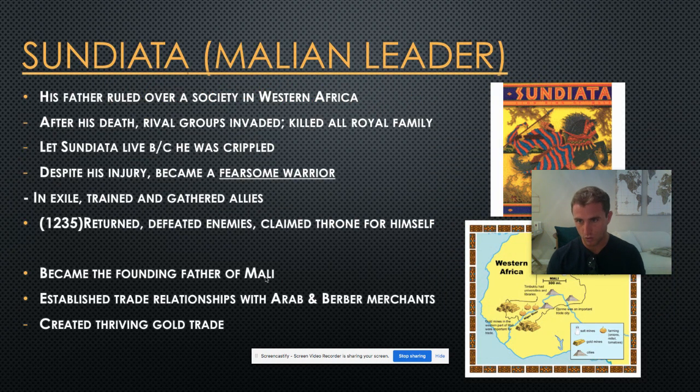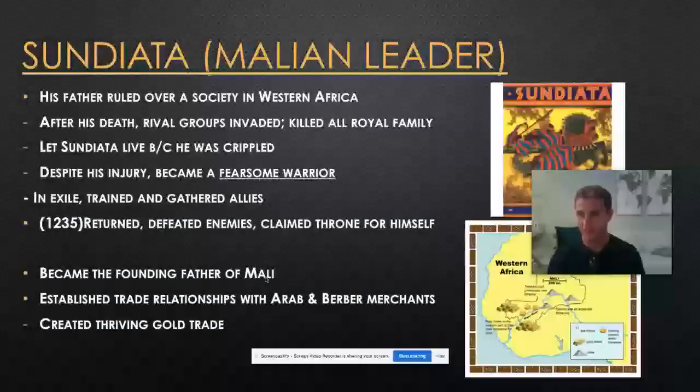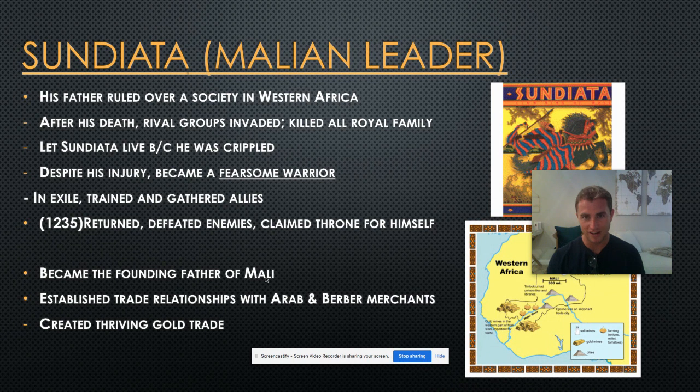Mali, we have those two leaders that we have to remember. First is Sunjata. You guys know the story. We covered this in Unit 1. His father ruled over Western Africa. Then his enemies came in. They invaded. They killed his father. They killed his mother. They killed the whole royal family. But because he was a cripple, he had kind of a back injury, he was sort of a hunchback, they let him live. And that was a huge mistake because despite his injury, he went into training, became a fearsome warrior, and then he returned, defeated his enemies, and established the Malian kingdom.